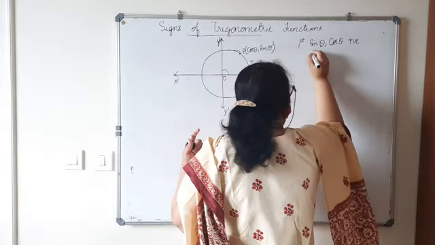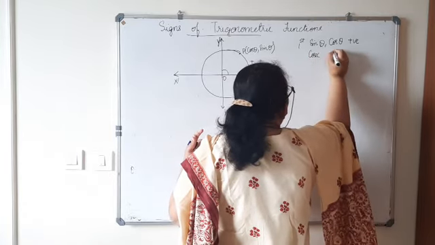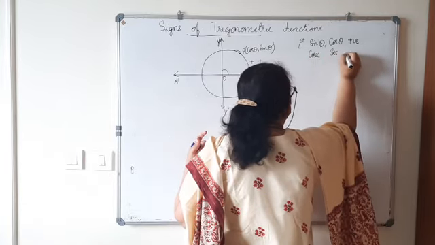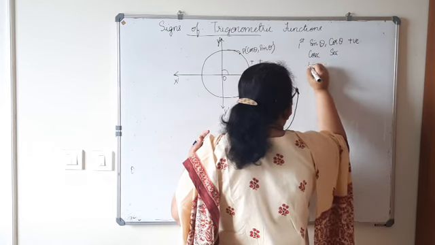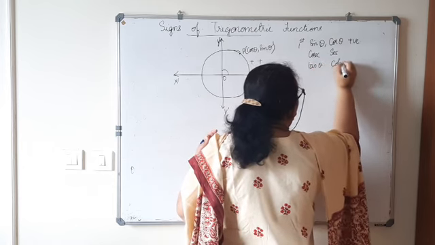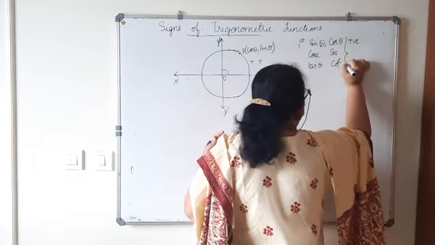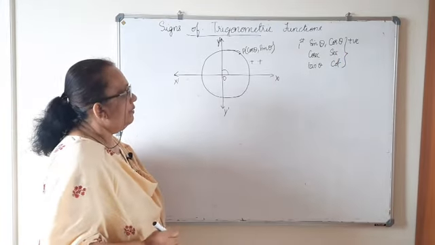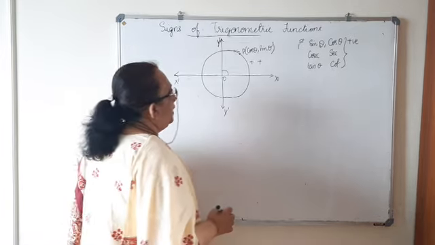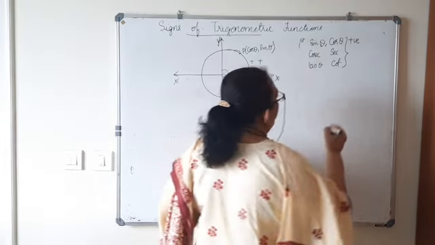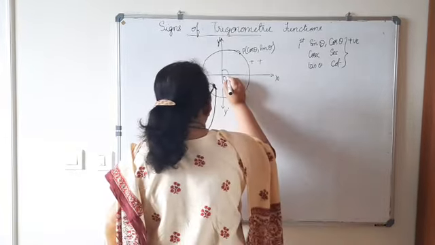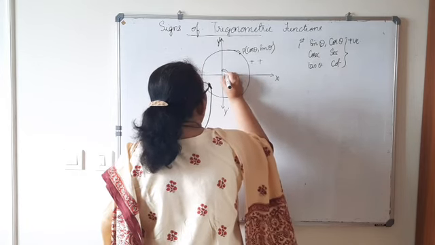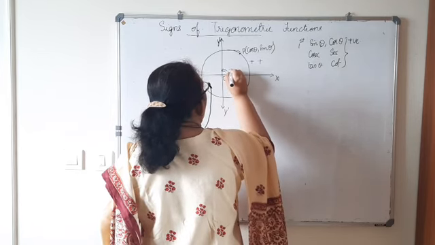Cosec theta will be positive. Sec theta will be positive. Tan theta will be positive. Cot theta will be positive. So all the 6 trigonometric ratios will be positive in the first quadrant. And in the first quadrant, it is from 0 to pi by 2.